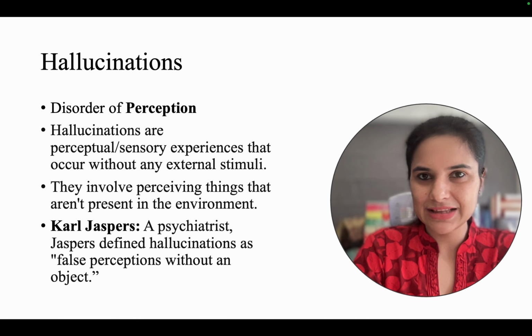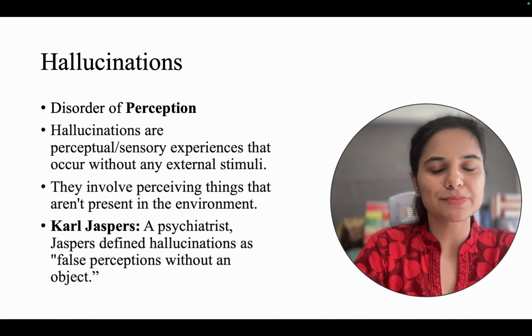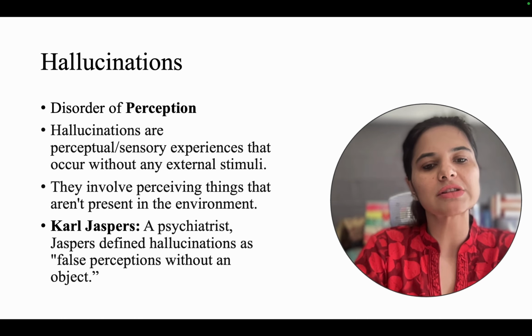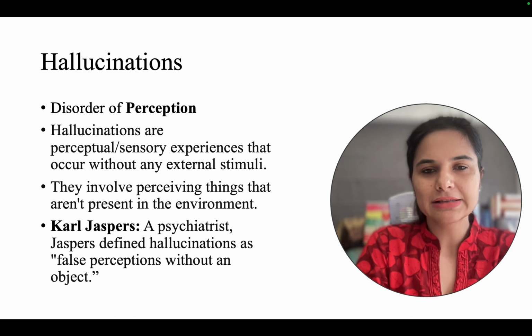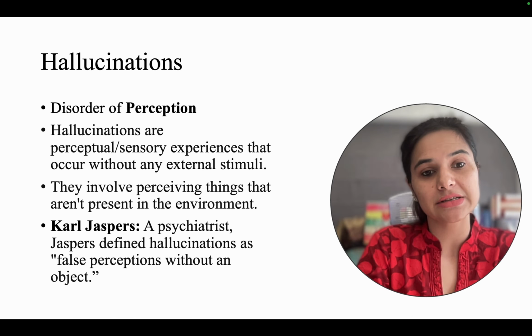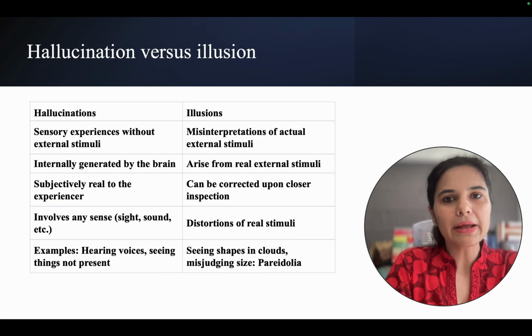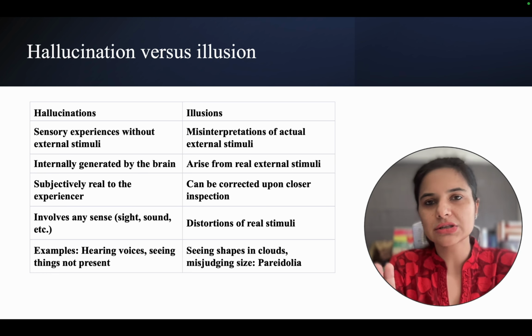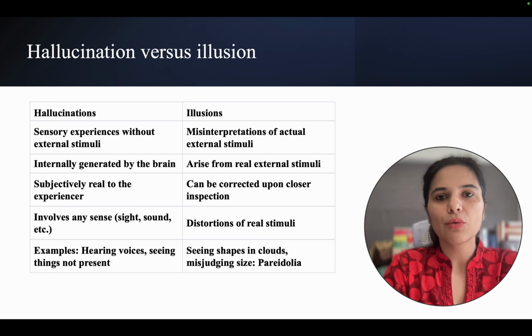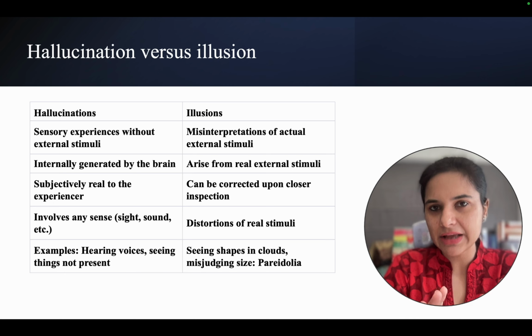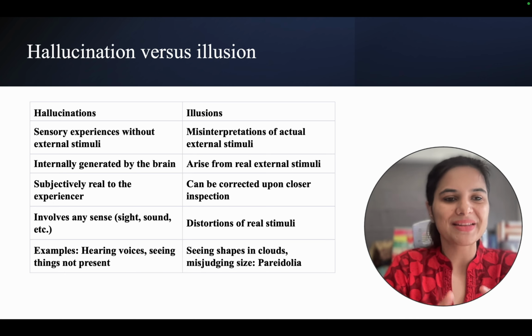It means seeing things that are not in the environment, and Karl Jaspers, who's a famous psychiatrist, said that it is false perception without an object. Sometimes they ask about Karl Jaspers as giving the definition for hallucination in the MCQ. One important area, very important, is what are hallucinations and what are illusions, because while both are disorders of perception, they are different, same but different.